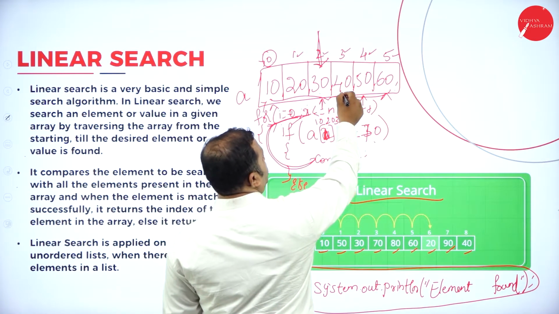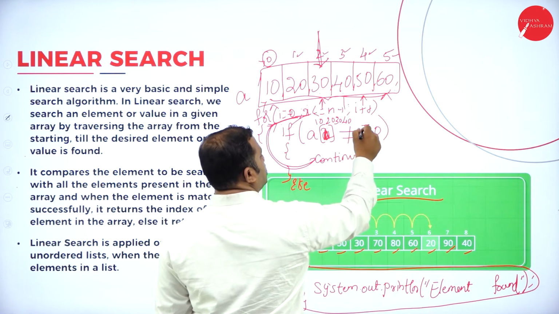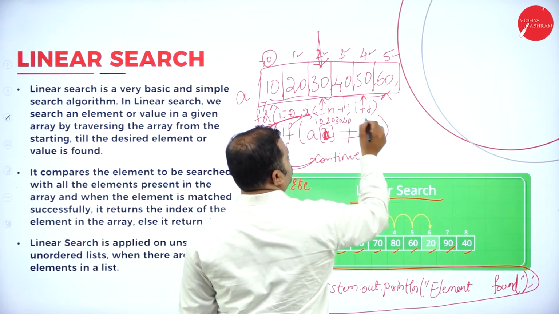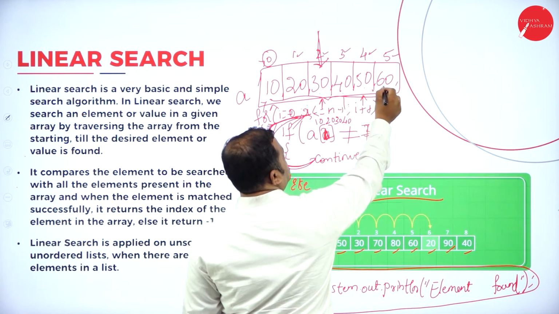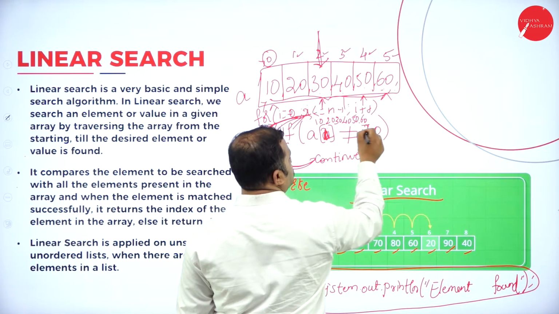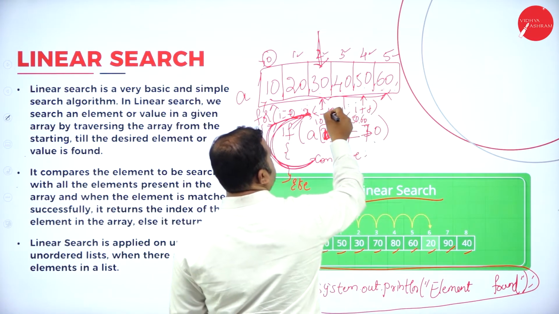Continue. 40 is not equal to 70. Yes. Then continue. 50 is not equal to 70. Yes. Continue. Then 60 is not equal to 70. Yes, 60 is not equal to 70. Then again continue. It has already reached the end of this statement.